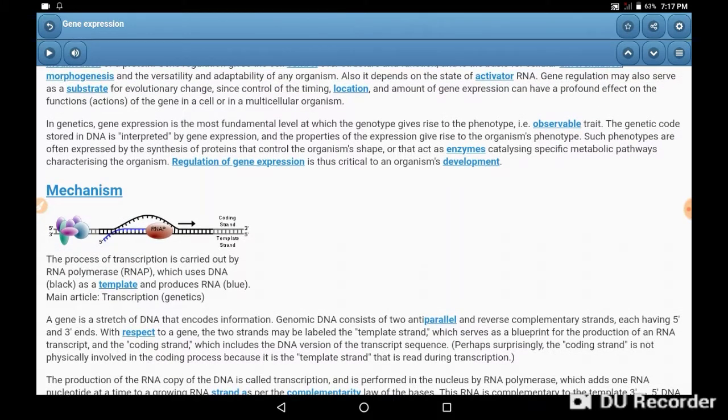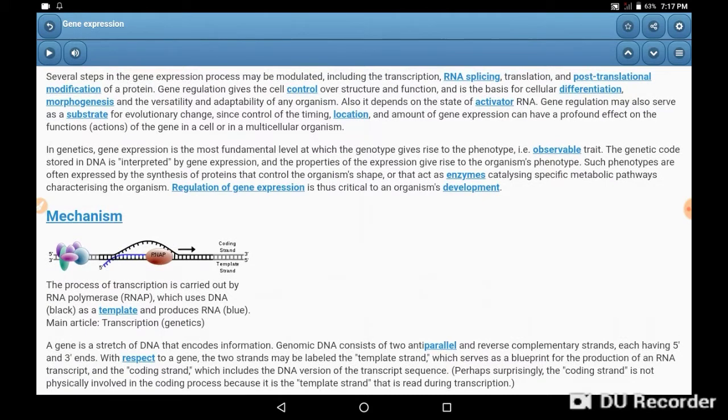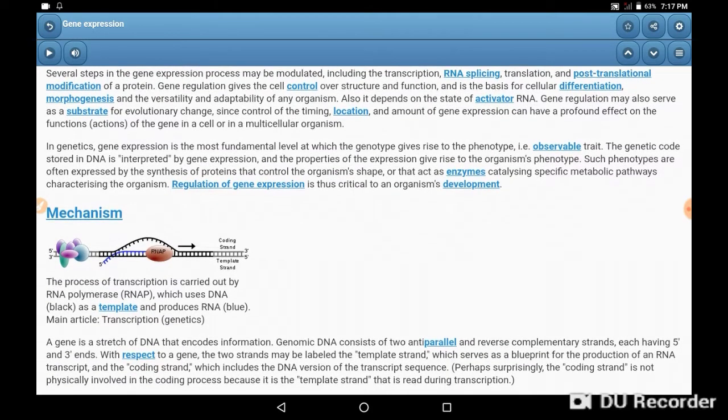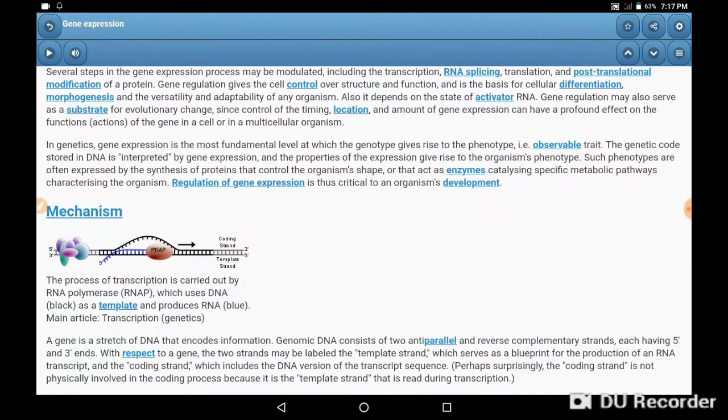in a multicellular organism. In genetics, gene expression is the most fundamental level at which the genotype gives rise to the phenotype, i.e. observable trait. The genetic code stored in DNA is interpreted by gene expression, and the properties of the expression give rise to the organism's phenotype. Such phenotypes are often expressed by the synthesis of proteins that control the organism's shape, or that act as enzymes catalyzing specific metabolic pathways characterizing the organism. Regulation of gene expression is thus critical to an organism's development.